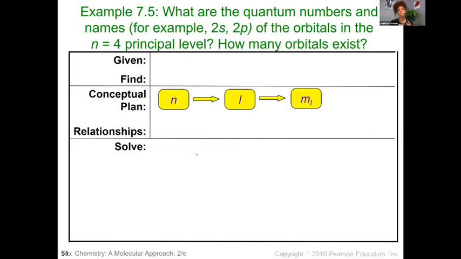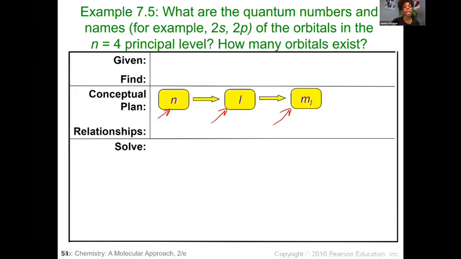So putting all this together, we now want to try to predict what the quantum numbers and the names associated with an orbital found in the n equals 4 principal level are, and how many orbitals actually exist. So we are going to have to go through the progression. We start by looking at what our n value is. We then assign the possible L values, and then can assign the ML values. So it's a stepwise process.